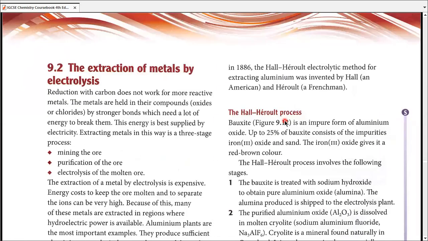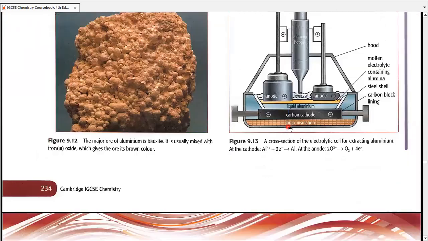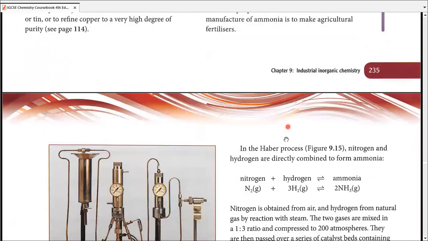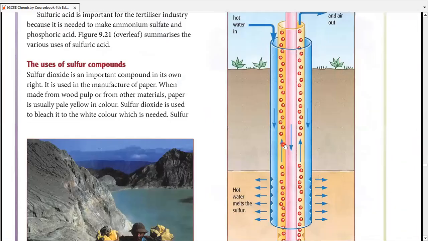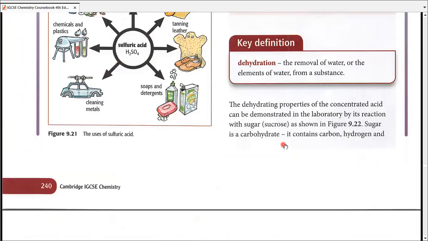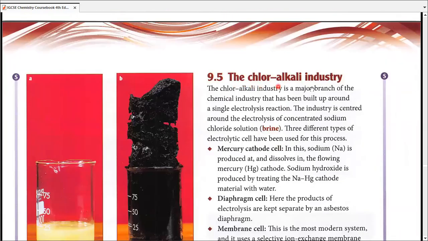Okay, so 9.2 was all about electrolysis of aluminum oxide, bauxite. If you move a little bit further, you are going to find a topic over here, 9.5, the chloralkali industry. Now, the word chlor actually represents chlorine that we get from this industry. Alkali represents NaOH that we get from this industry. The solution is named as brine.